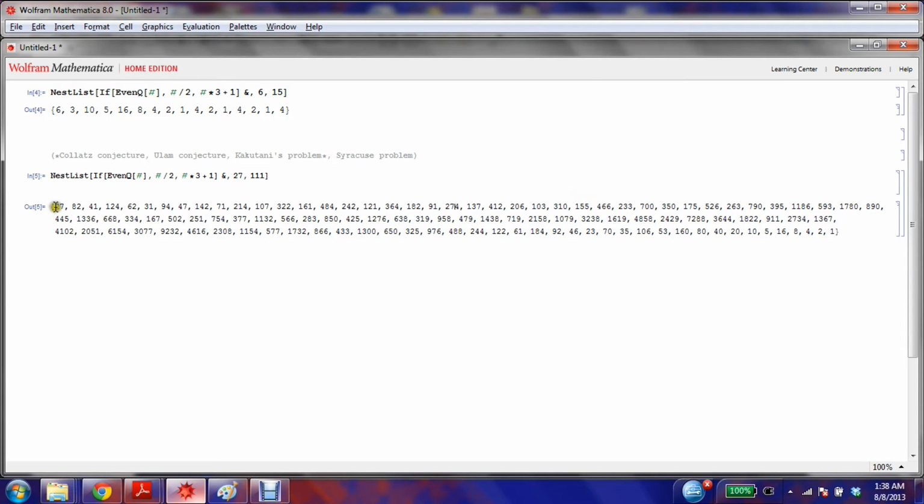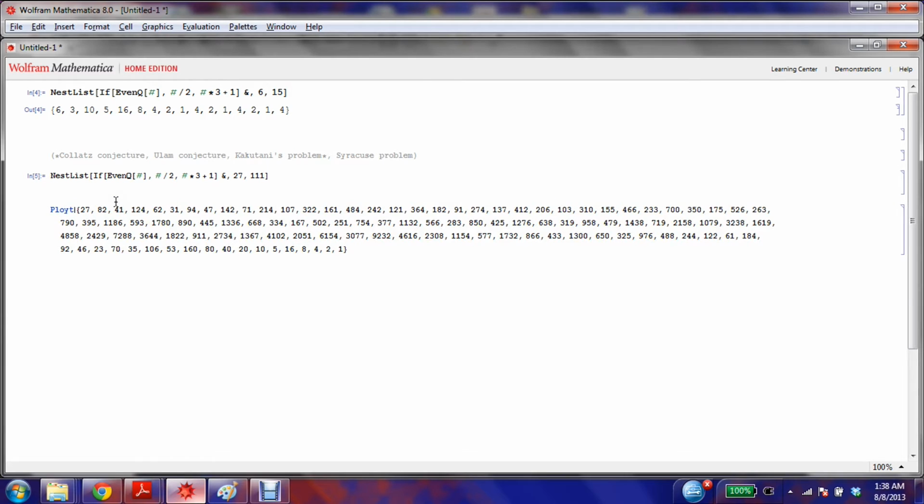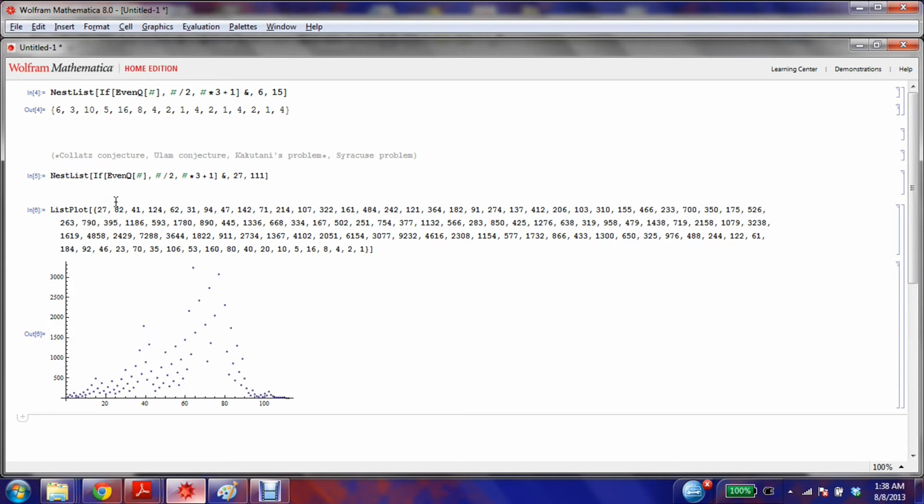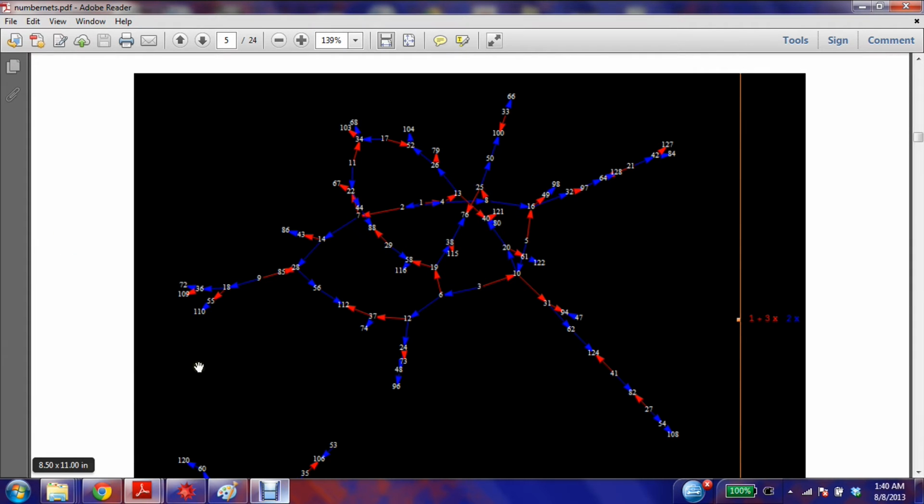Let's just plot this just for fun. Yeah, so you can see that the way this thing actually ends up making its way down to 1 is pretty strange. I mean, it goes all the way up to some very large numbers on its way back down to 1. Okay, so that's something about the Collatz conjecture.